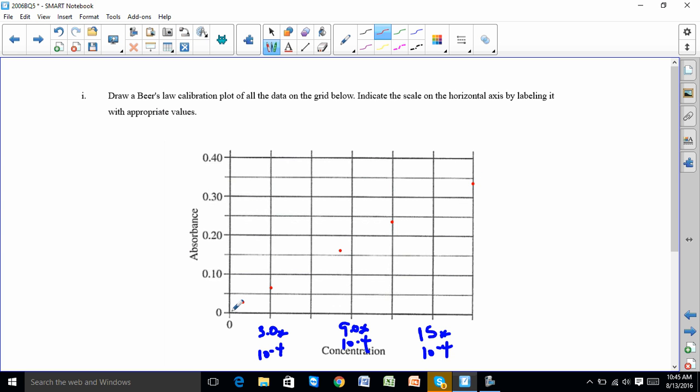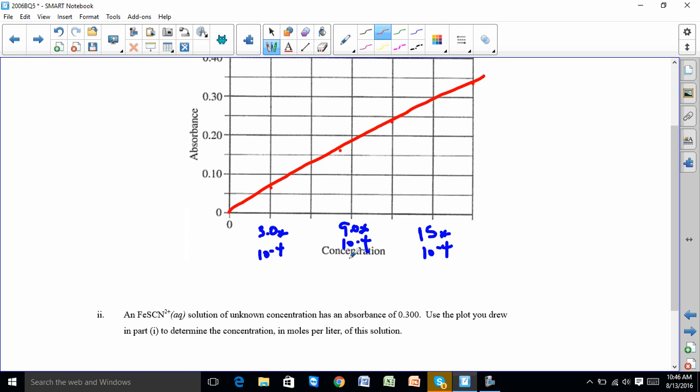And then this will be hard for me to do without a ruler, but let's say that this is our line of best fit. This is important. Really, I don't like this. This is bad for them. They should have concentration in moles per liter, something like that. You're always told to put units in parentheses.